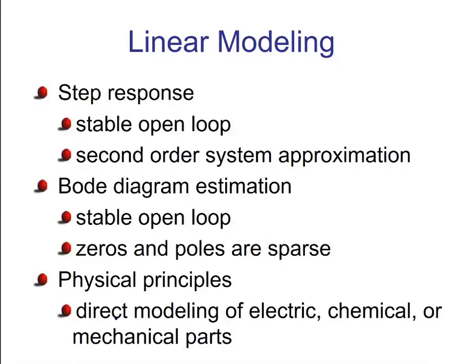So this works fine if your poles and zeros are sparse, like you don't have many at the same point or close. If it is kind of distributed, then it works fine for any stable system. And you can identify the system just based on the Bode diagram. This is one of the possible ways to get your model from just experiment.